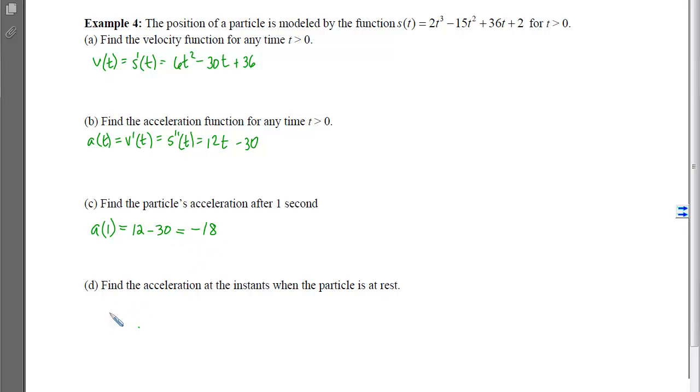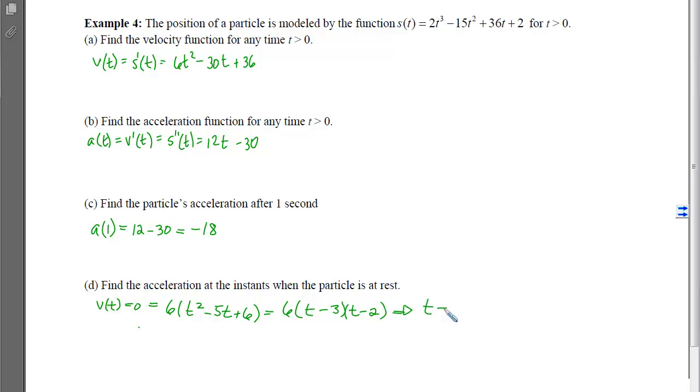And last, we want to find the acceleration when the particle is at rest. So to be at rest, that means the velocity is 0. So to find those times, we need to factor this velocity function. So I pull the 6 out and factor the rest of the way. Looks like t minus 3 and t minus 2.